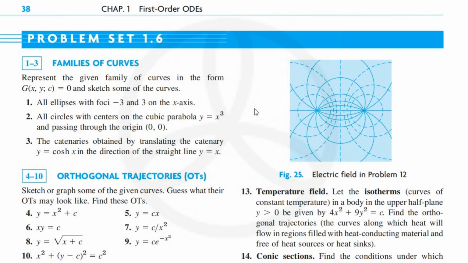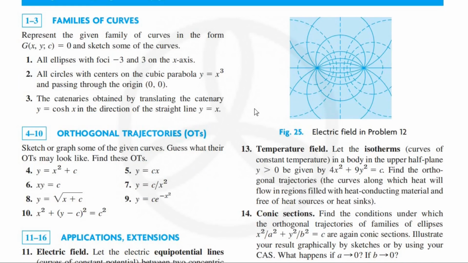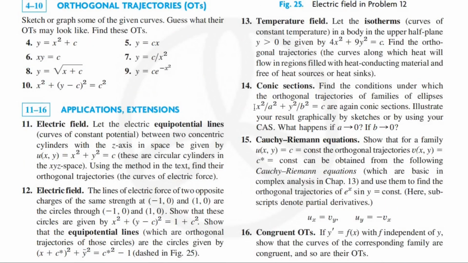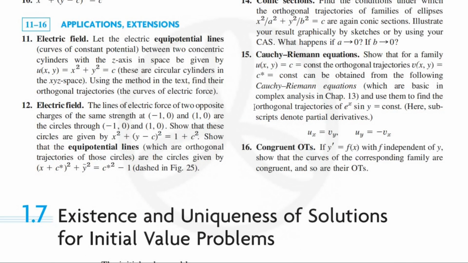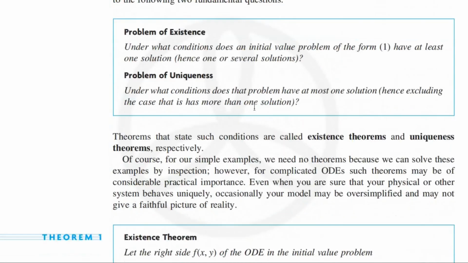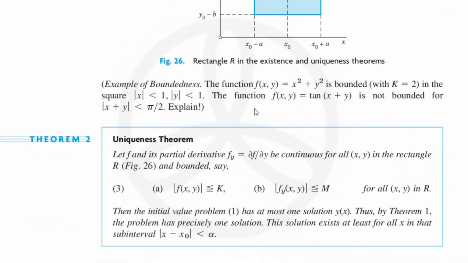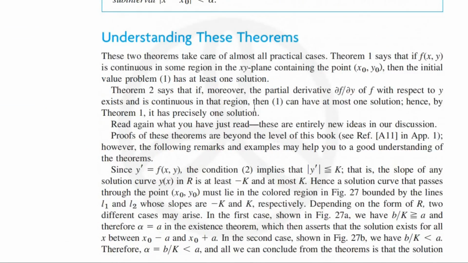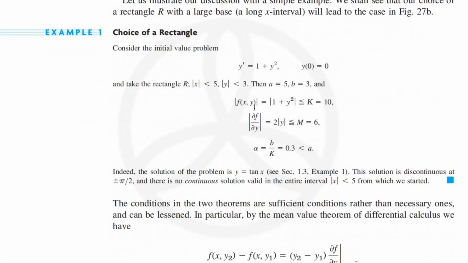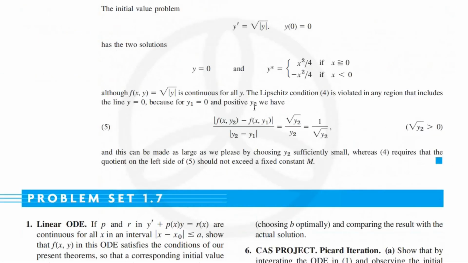Looking at problem set number 1.6, what I find is this set of problems is mostly theoretical, and we will not have much to solve and show in this, and so is the case with problem set number 1.7. So what I will do is take you straight to the chapter 1 review questions and problems. There are a few problems there which we can solve.